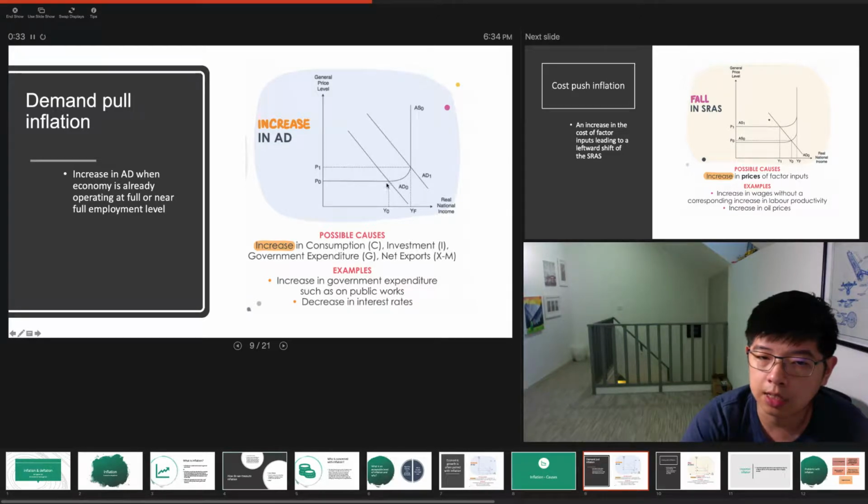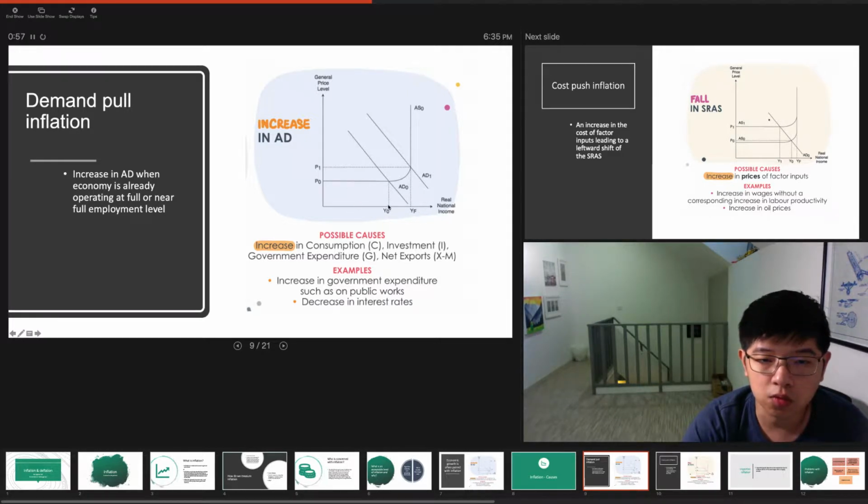We are at AD0, which means to say that the output level is at Y0 and your full employment level is YF. There is a distance away from the full employment level, which means to say there is actually some unutilized economic resources that are lying around doing nothing. So when you have an increase in aggregate demand, AD0 increases to AD1, AD shifts from AD0 to AD1, you move from Y0 to YF.